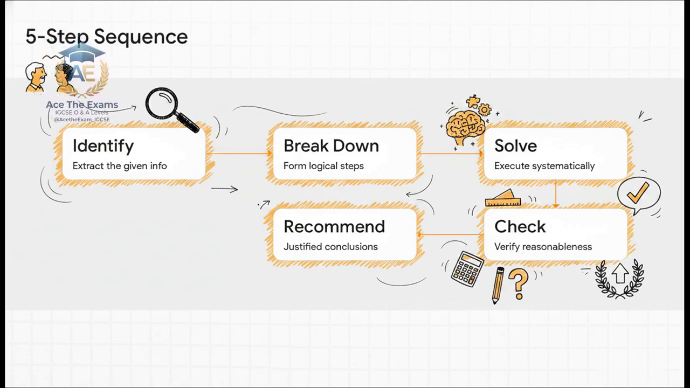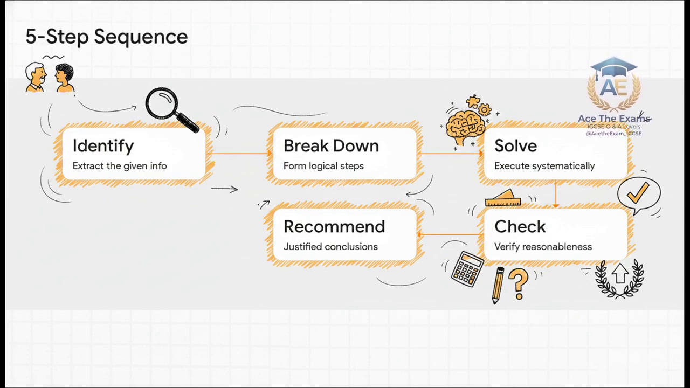Okay, back to the blueprint. We use a rigorous 5-step sequence. Step 1, identify the given information. Literally highlight the constraints of the prompt. Step 2, break the argument into logical steps. Isolate the specific claims the text makes about the elderly or the youth. Step 3, solve systematically. This is where you apply your syllabus principles and structure your paragraphs. Step 4, check reasonableness. Ask yourself, does my analysis actually make logical sense in the real world? Step 5, make justified recommendations. This is your AO3 evaluation.